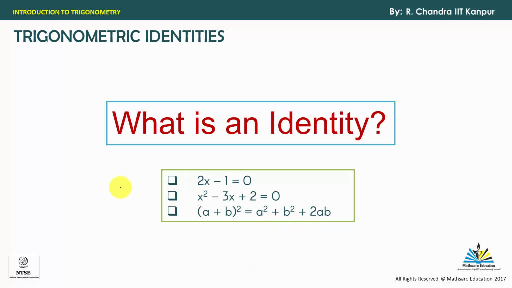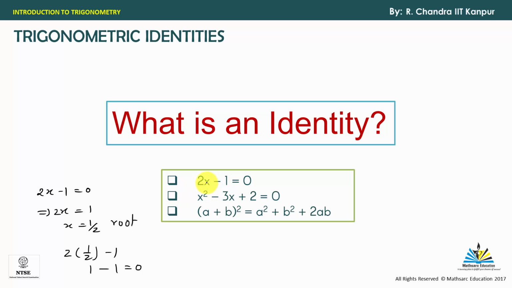Let's solve the first one. So 2x minus 1 equal to 0. This implies 2x is equal to 1. So x is equal to 1 by 2. So x equal to 1 by 2 is a root of equation 1. You can say x equal to half is the only value that is satisfying this equation. As you can see, 2 into 1 by 2 minus 1, you have 1 minus 1 is equal to 0. So half is the only value that is satisfying this equation.